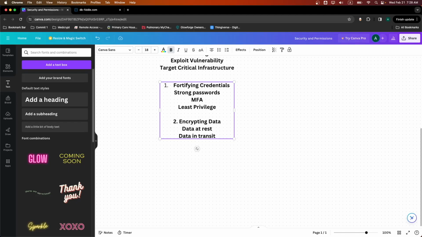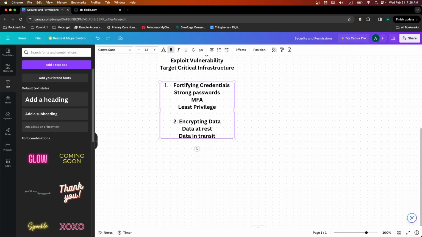You need to encrypt the data which is stored, which is at rest in your database, to render it unreadable even if accessed by an unauthorized user. It should be encrypted in a way, and we're talking about sensitive data, right?